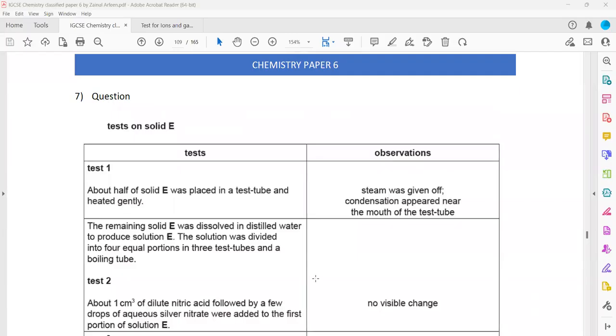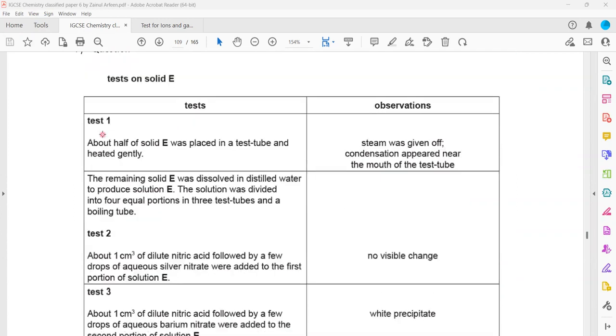So this one is page number 109 for classified paper 6, question 7, topic experimental techniques. The first thing, test on solid E. The first one, about half of solid E was placed in a test tube and we heated gently.